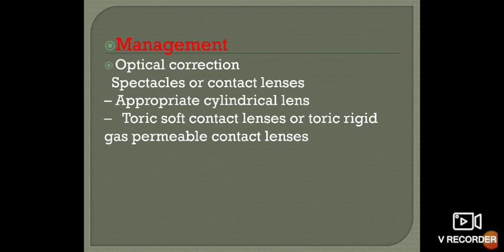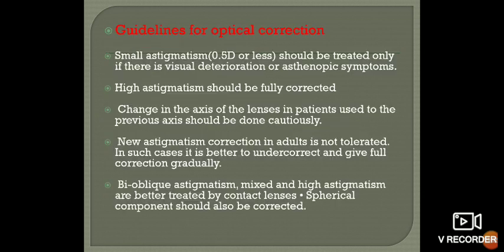Management. There are different ways. Optical correction is there, and then different types of surgeries are available. Optical correction is in the form of spectacles or contact lenses. Appropriate cylindrical lenses are prescribed, or contact lenses in the form of toric soft contact lenses or toric rigid gas permeable lenses can be prescribed. There are certain guidelines that are given for the optical correction.